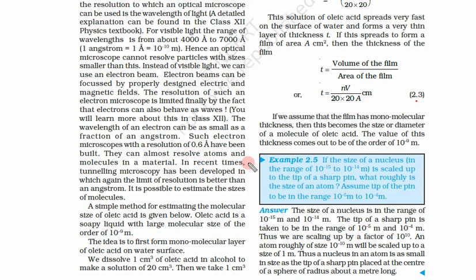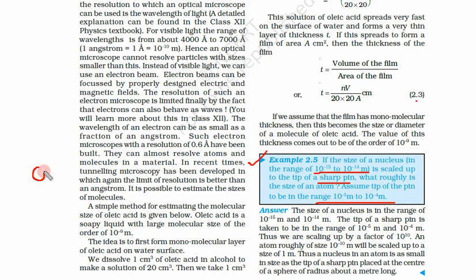Now let us solve this example 2.5. If the size of the nucleus is in the range of 10 to the power minus 15 to 10 to the power minus 14 meter, the nucleus is very small. So we have scaled it up to the tip of a sharp pin. So what we did, we just zoomed it. And what is the size of the atom when we zoom it? Assume the tip of the pin to be in the range of 10 to the power minus 5 to 10 to the power minus 4 meter. So let us understand this problem.